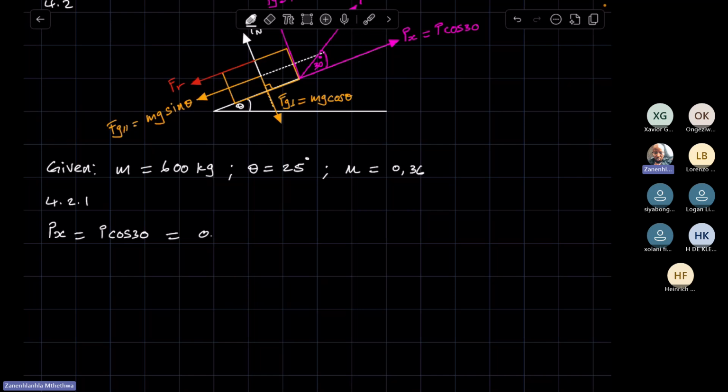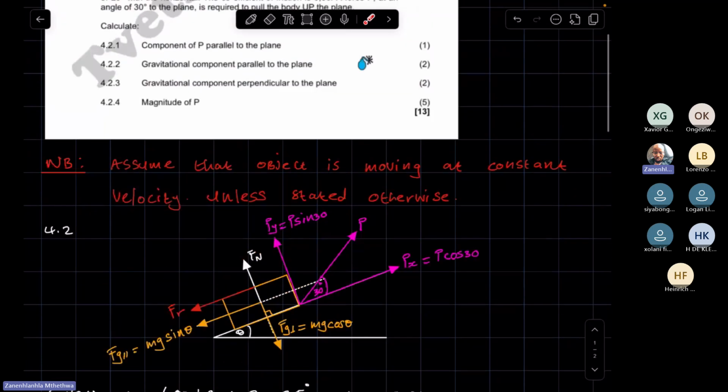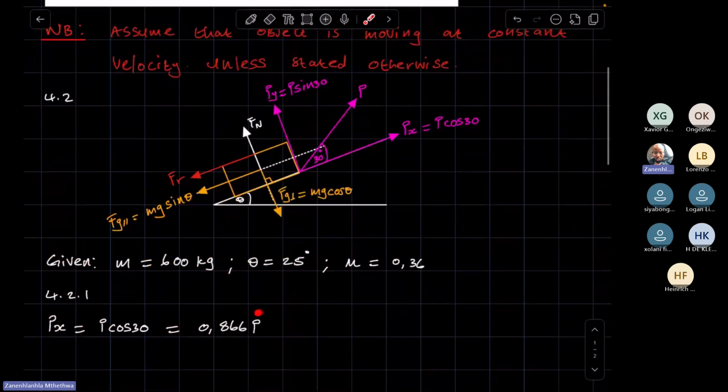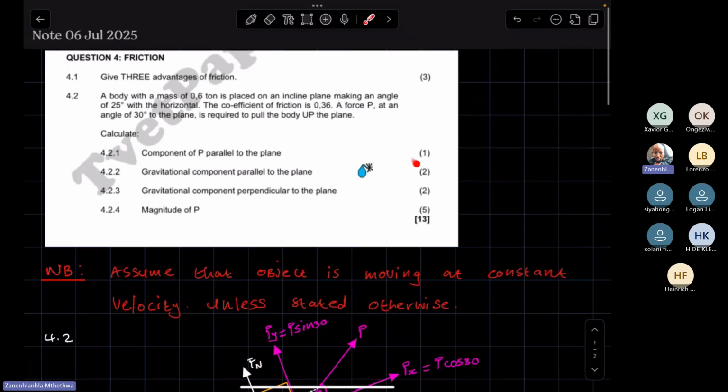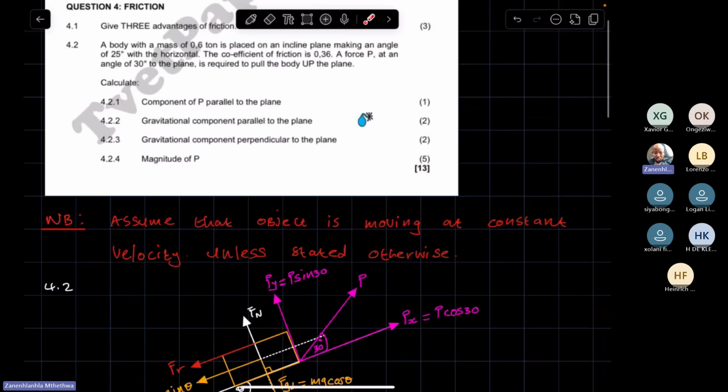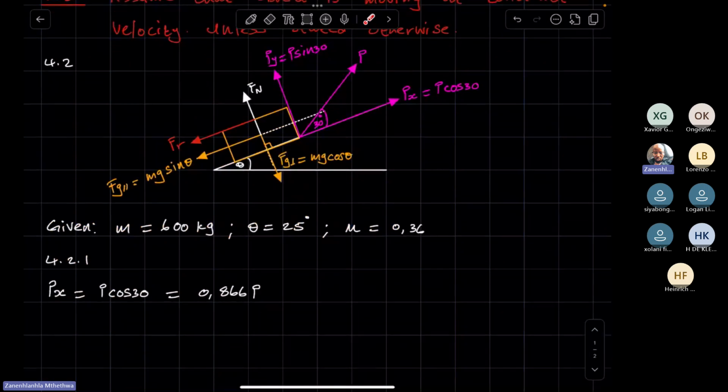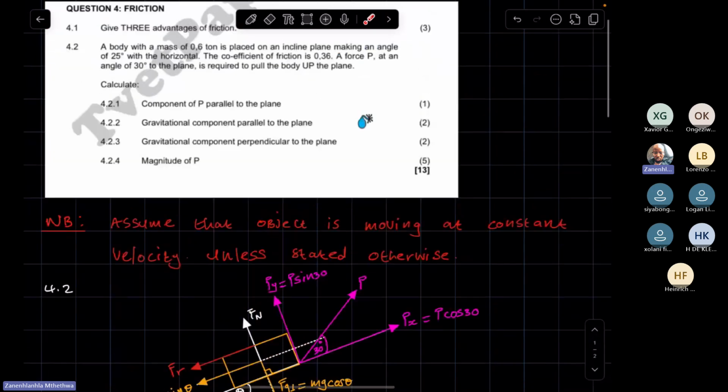It's 0.866 P. Right, that is what they're looking for here. We obviously do not have the value of P, right? But if you look at the marks as well, the mark allocation is 1 mark, meaning they don't need us to do too much. This is just what they are looking for: the equivalent of the component of P that is parallel to the plane, which is this here, 0.866 P.